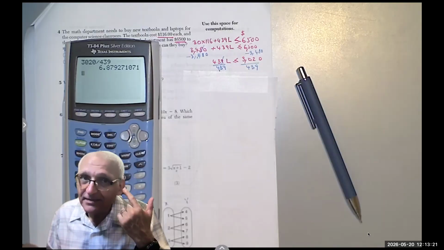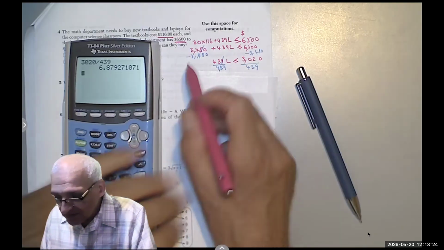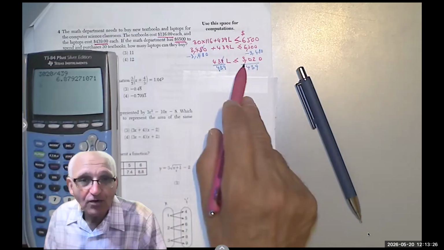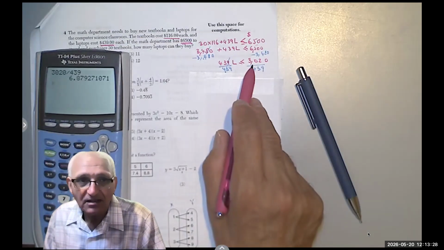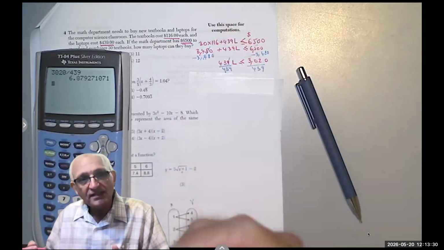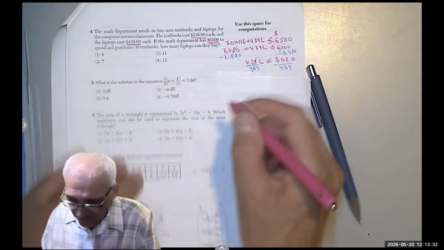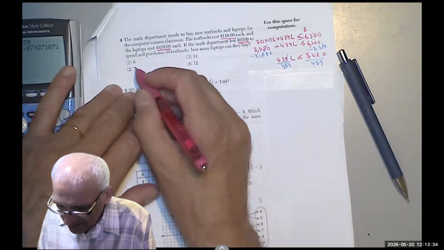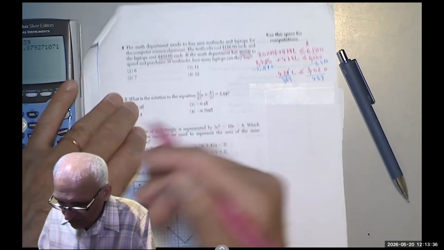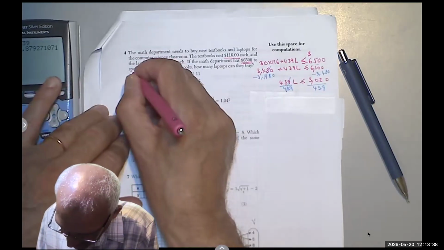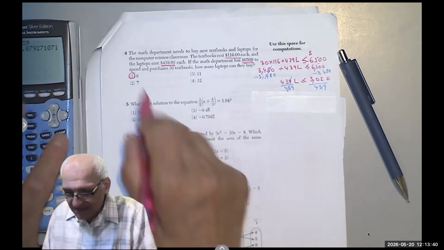You have to think about it. 7 laptops would be more than 3,000. They don't have this money. So you always round down, or just take the integer portion. So the answer is 6, not 7.